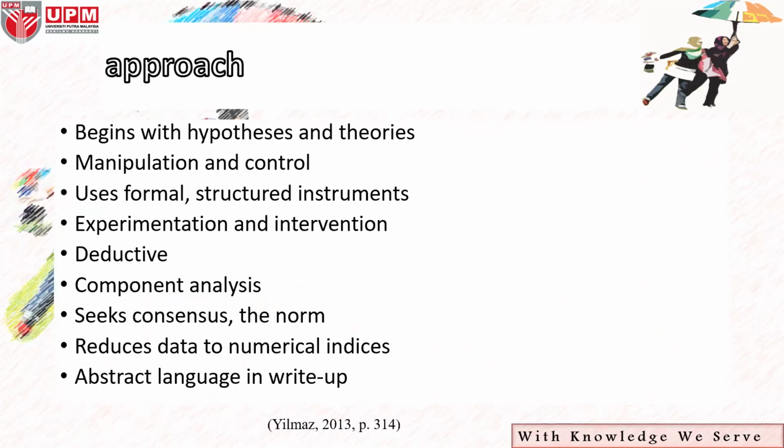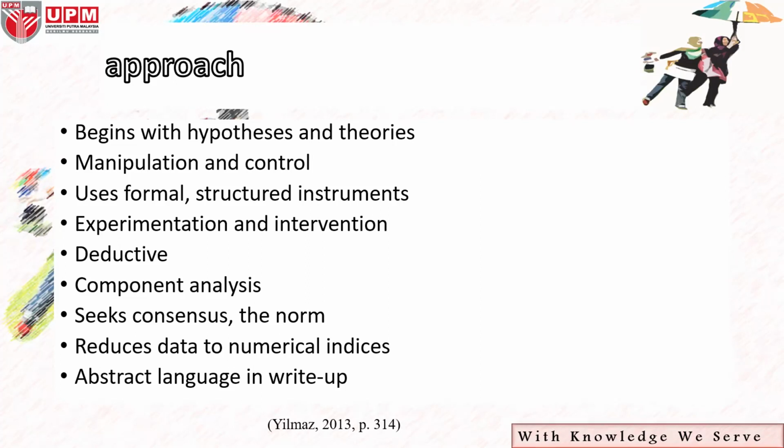Okay. The approach for quantitative, so we start with developing the hypothesis, okay, supported by theories and the literature as well. And then it can involve the manipulation and control of variables. If you choose your study design as experimental, then for sure you are going to have some variables that you are going to manipulate, okay, or control. Okay, and then use a formal or structured instrument. This one reflecting the survey lah, the questionnaire. Okay, and then experimentation and intervention.